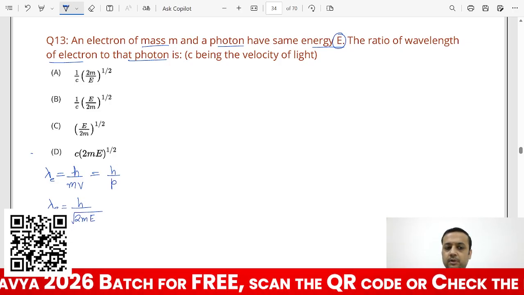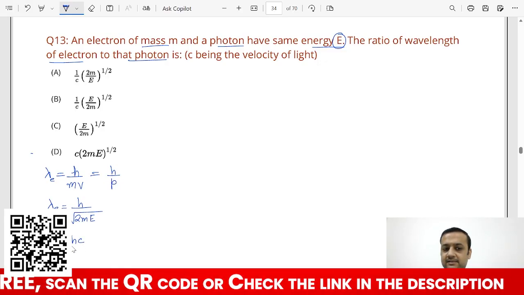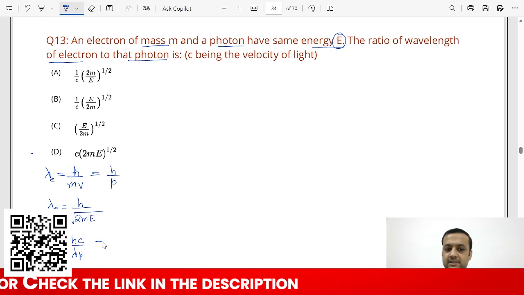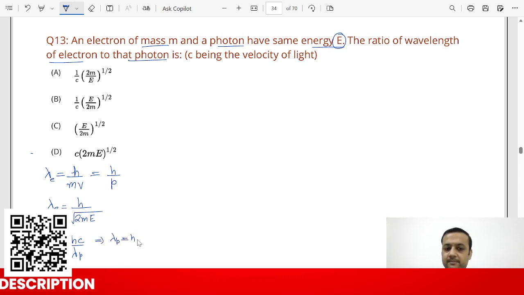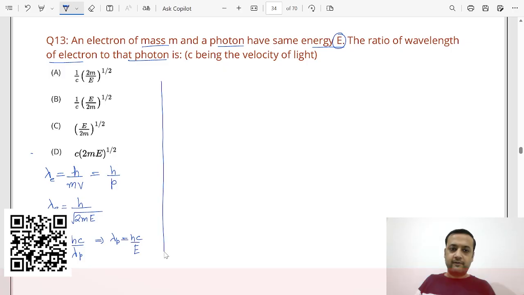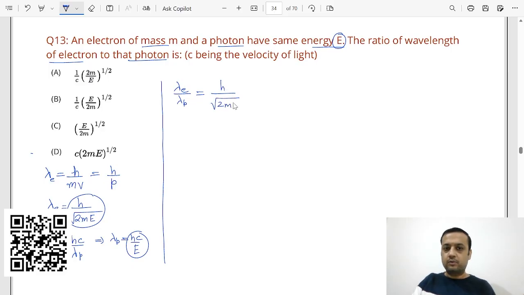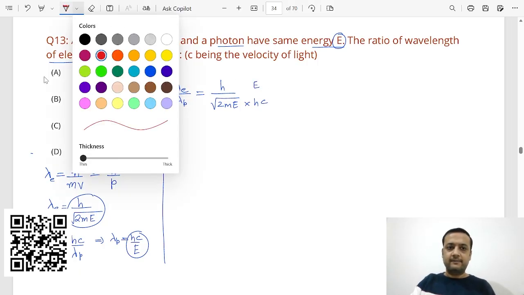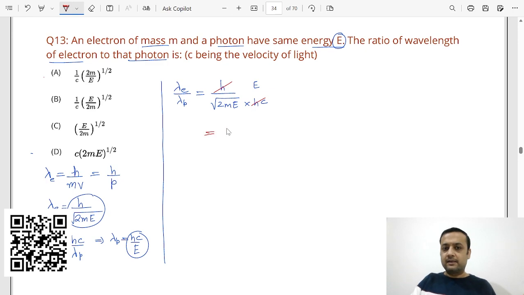Now for the photon, the energy of the photon can be written as hc by lambda of photon, which implies that lambda of photon will become hc by E. Now we have to find the ratio of lambda of E to lambda of P. So lambda of E upon lambda of P will be h upon under root 2mE into hc by E. Here h and h will get cancelled, 1 by c will remain as it is, and that will be under root E by 2m. So option B is perfect.